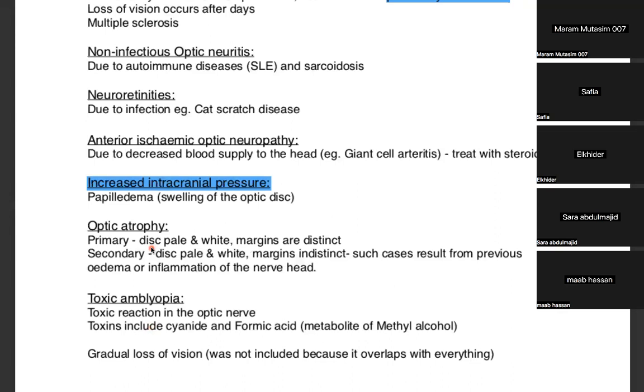There's optic atrophy. Optic atrophy is when the disc is starting to die. So the disc is pale and white, but the margins are distinct. That's in primary. The secondary, which is caused by something else that happened first, has indistinct margins. And I don't think it's that important to know the way it looks as much as the other topics.